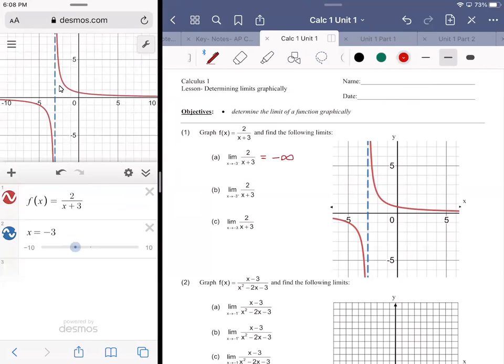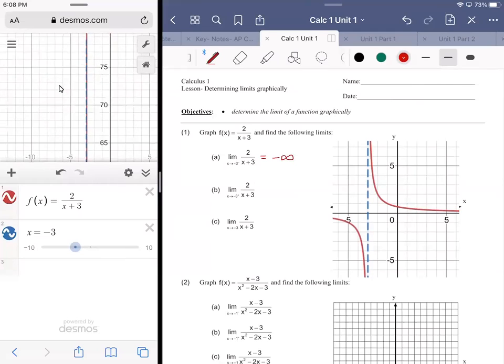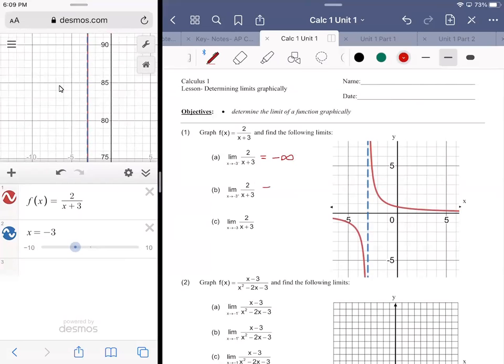If I want to come in from the right, which is the second question, -3, that little plus sign means you're coming in from the right. My x value is decreasing, decreasing, decreasing, getting closer and closer to the x value of -3. As it gets closer and closer to the x value of -3, the y value it's approaching, just follow the trend, appears to be positive infinity.